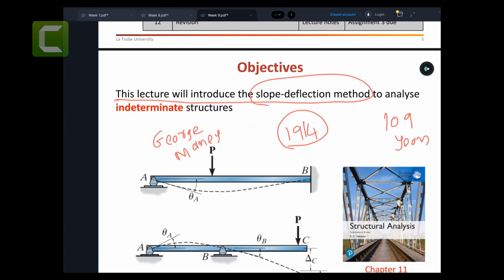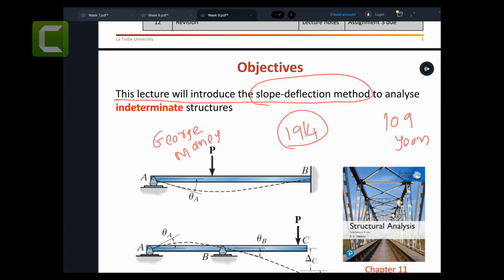It is a very old method, but we still use it, and it is very fundamental to understand. At that time, for at least 10 years, a lot of engineers used these methods. Then the moment distribution method came into play after 10 years, and people started using that instead.